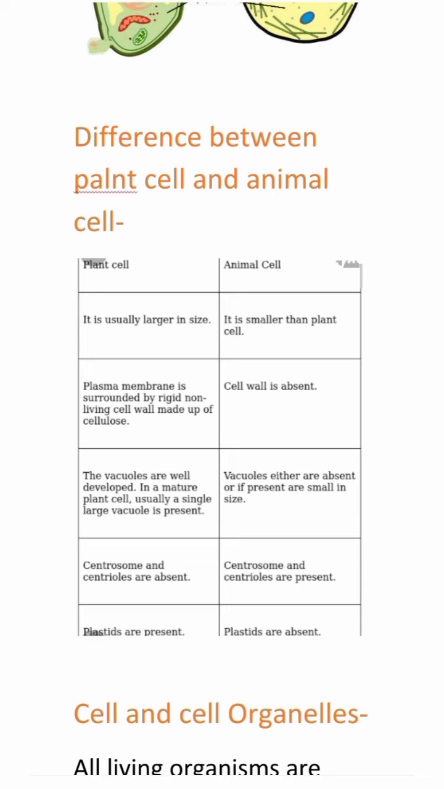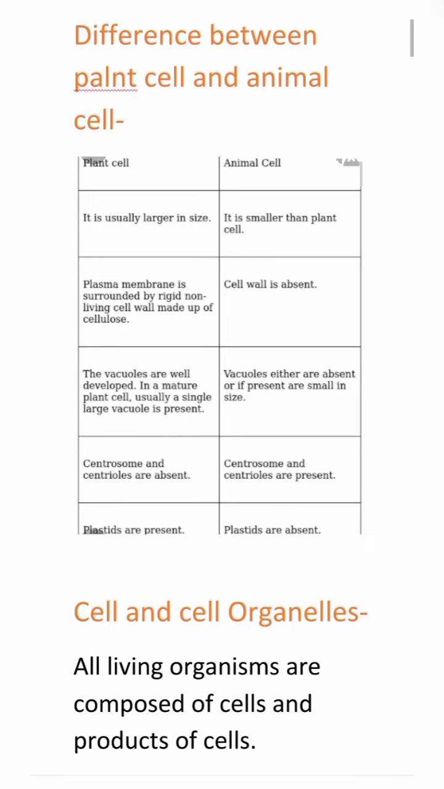The vacuoles are well developed in a mature plant cell. Usually, a single large vacuole is present in a plant cell, but in animals, the vacuoles either are absent or, if present, are small in size. The centrosome and centrioles are absent in a plant cell, whereas they are present in an animal cell. Plastids are present in a plant cell, but absent in an animal cell.